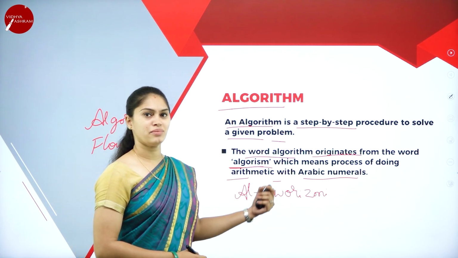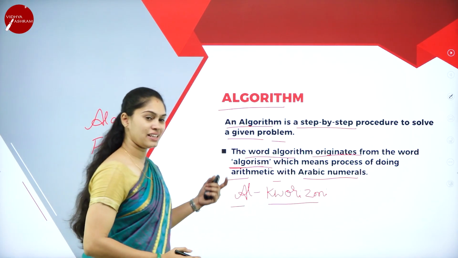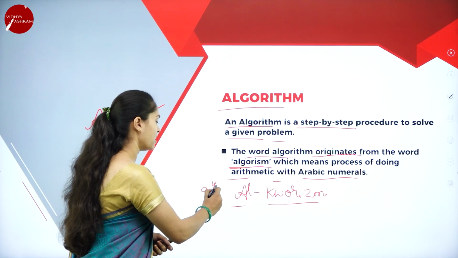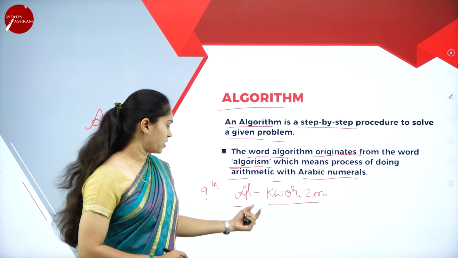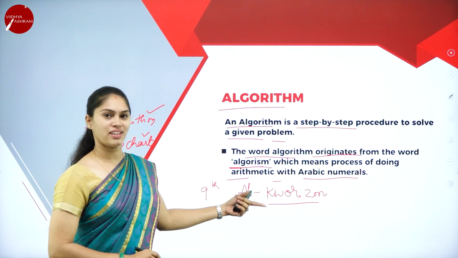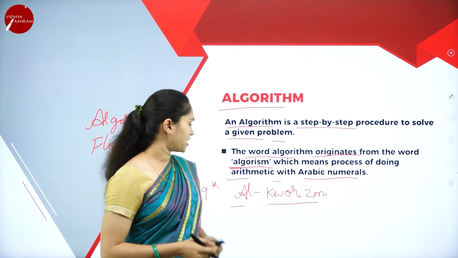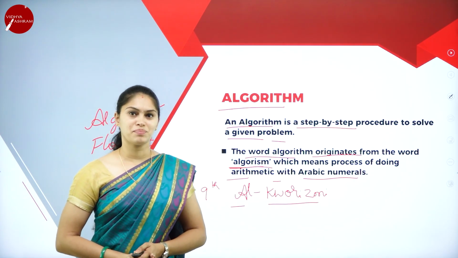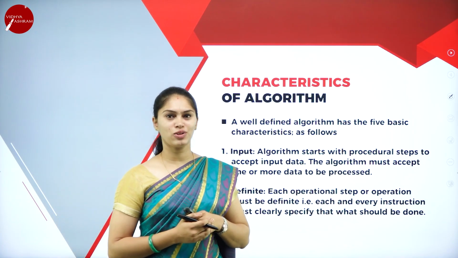This algorithm was invented by a person called Al-Khwarizmi in the 9th century. Okay, so he is an Arab mathematician. This word is derived from his name. So that is the reason we say that algorithm is derived from or originated from a word called algorism. So now we'll see what characteristics of an algorithm we have.